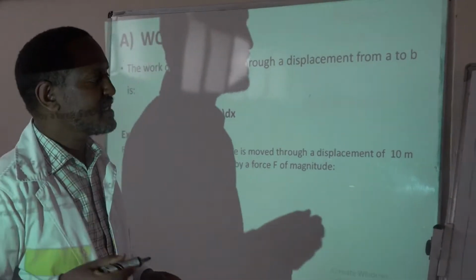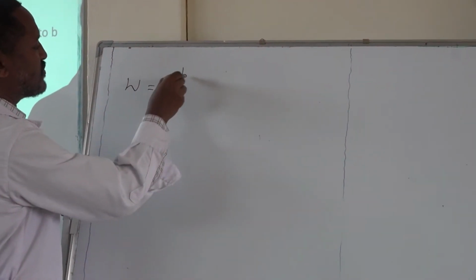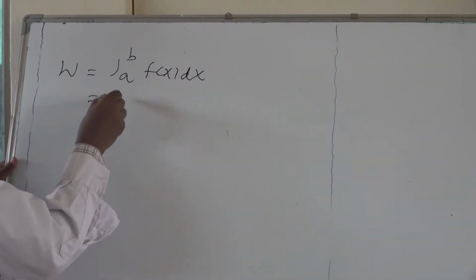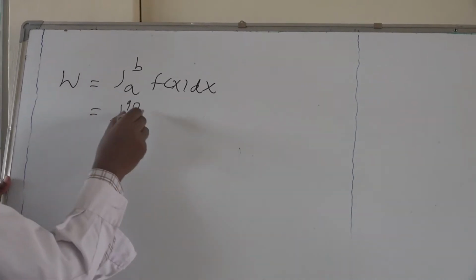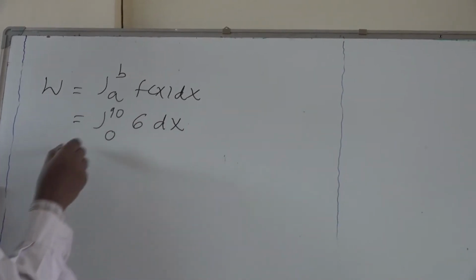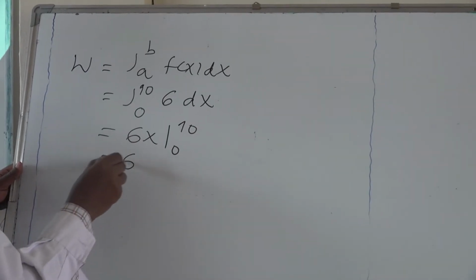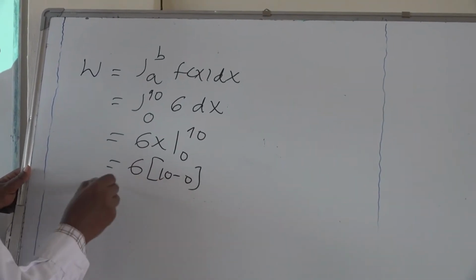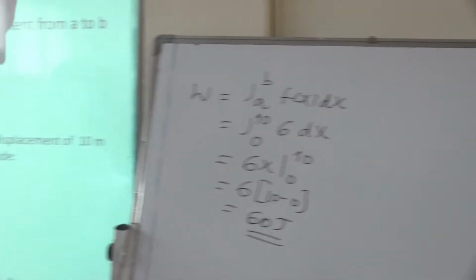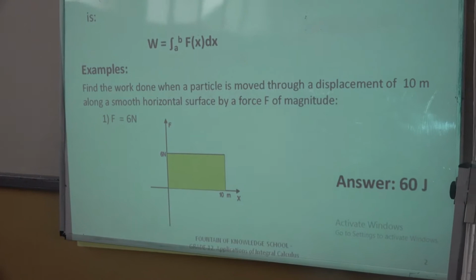Now, let us see the integral approach to work done. Work done is the integral from a to b of f of x dx. Now, in our case, from a to b is from 0 to 10. My function f of x is simply 6 Newton, 6 dx. So I'll have the integral is 6x, evaluated from 0 to 10. So I'll have 6 times (10 minus 0), that is 6 times 10, 60 joule. Therefore, the work done will be 60 joule. Or simply base times height, because it is a rectangle.